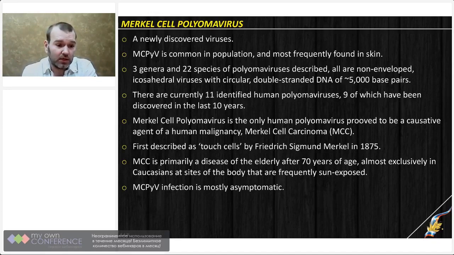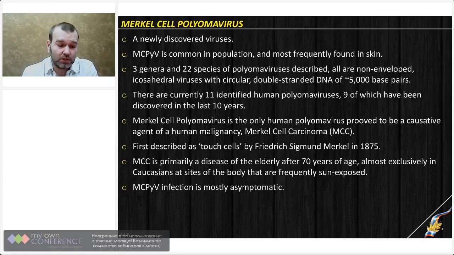Again, it is a specific type of cell which is identified in the human body, and the first description of that cancer dates to 1875. It was described as Dutch cells. That cell was described, and those cells and their disorder have been known for almost centuries, but the viruses were not known and were discovered only recently.